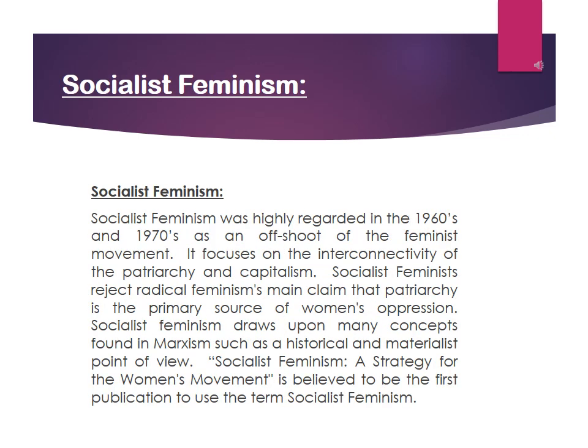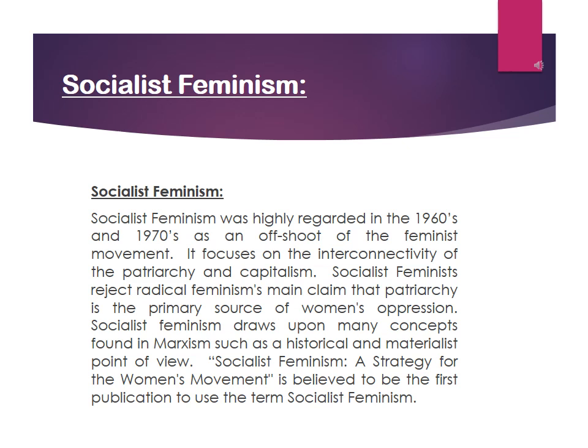Let's move on to socialist feminism. Socialist feminism was highly regarded in the 1960s and 1970s as an offshoot of the feminist movement. It focuses on the interconnectivity of the patriarchy and capitalism. Socialist feminism was popular in the 1960s and 1970s, and it is said to be a branch of the feminist movement. This form of feminism focuses on the interconnection between the patriarchy and capitalism, because socialist feminism has drawn many concepts found in Marxism, exclusively from the historical and materialistic point of view.